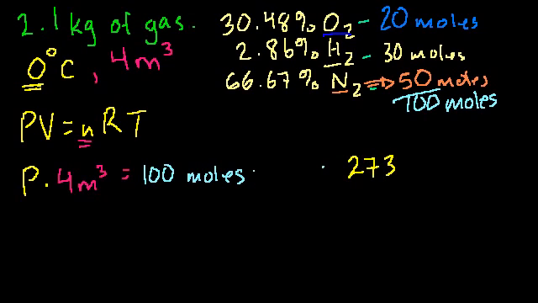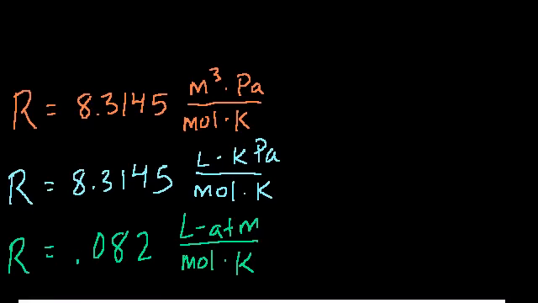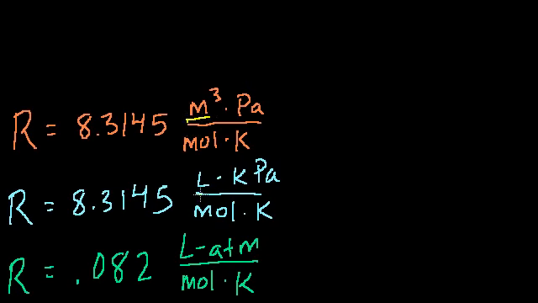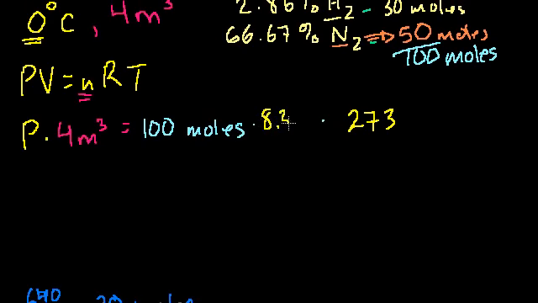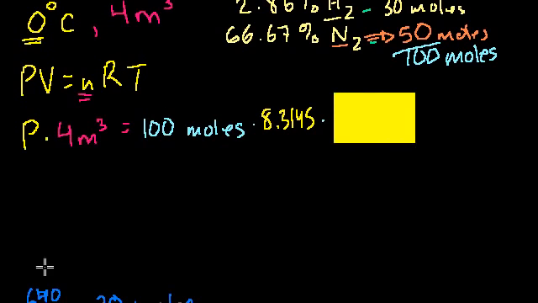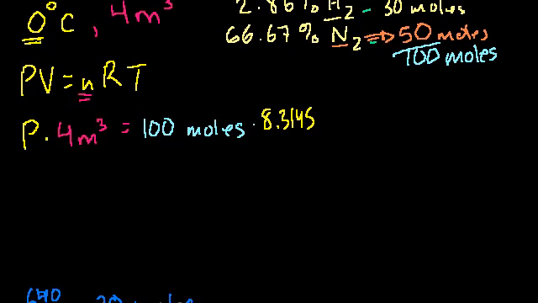And then which R do we use? So I always like to write my R's down here. We're dealing with meters cubed, we're not dealing with liters. So let's use this one. 8.3145 meters cubed pascals per mole Kelvin. 8.3145, and the units there, I think I should keep. These are in meters cubed pascals divided by moles Kelvin, and then our temperature was 273 Kelvin.